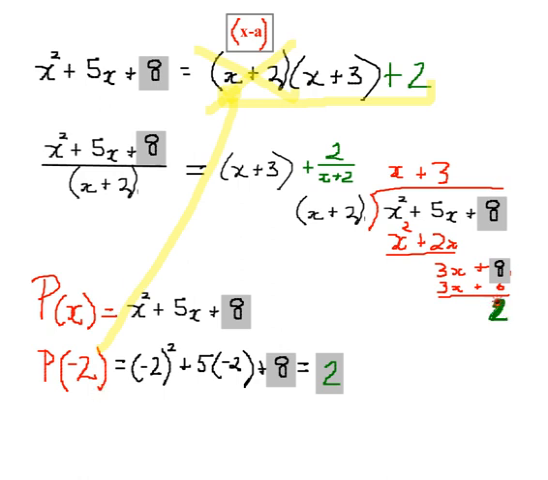Because our remainder happens to be 2. This is a coincidence. The 2s are coincidences in this case. The 2, 2, 2 isn't all the same, right? So these two 2s relate to one another, and these two 2s relate to one another, okay?